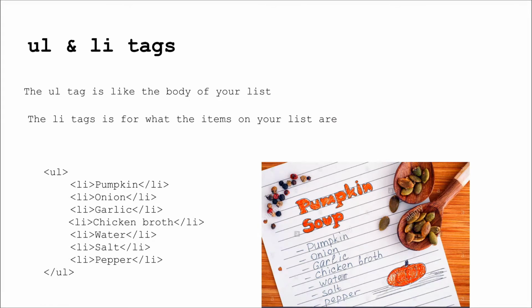First, we'll start with the UL and LI tags. The UL tag is like the body of your list. The LI tag is for what the items on your list are. If we look to our right, we see a picture of a pumpkin soup recipe. In it is the list of ingredients needed. To simulate this in HTML, we should look to our left. Notice how the UL tag wraps around the LI tag, and how in between the LI tags are the ingredients.